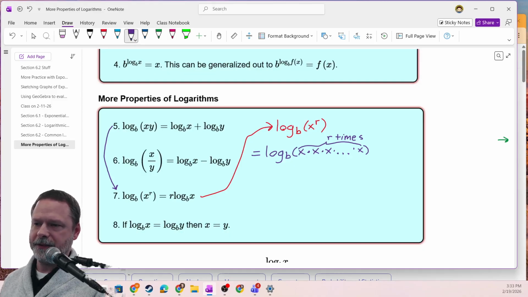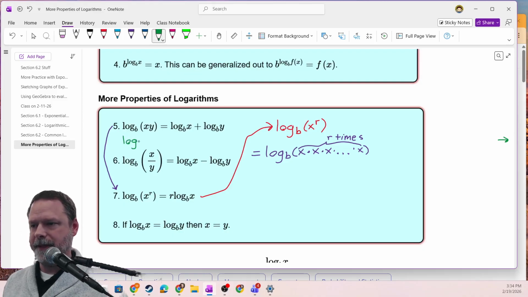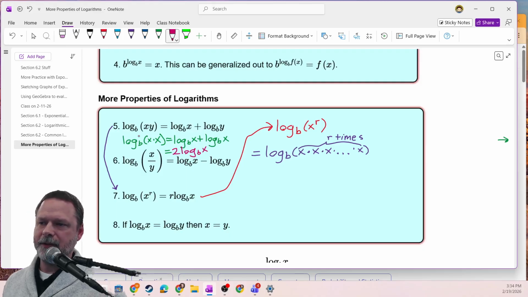Well, I know if it was just, say, x times x, as a particular case, an extension of property 5, we could say log base b of x times x is log base b of x plus log base b of x. What is that? That's really 2 times log base b of x. So we can see it working there for 2 x's.